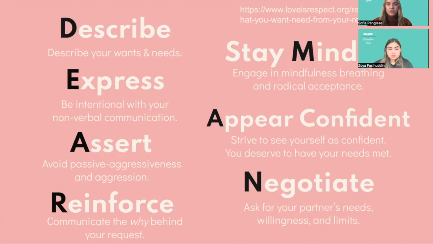The third step is to assert what you need while avoiding aggression or passive aggressiveness. It may help to stay matter of fact and as neutral as you can. Remember to reinforce and communicate why you're asking this of your partner. You may want to explain why this will positively impact your relationship or why you value this relationship.